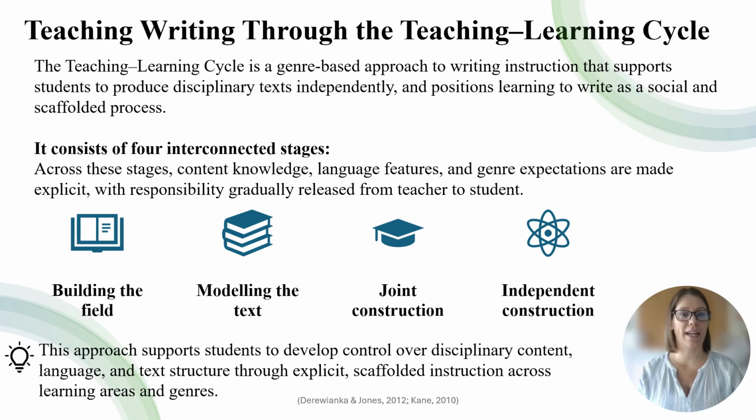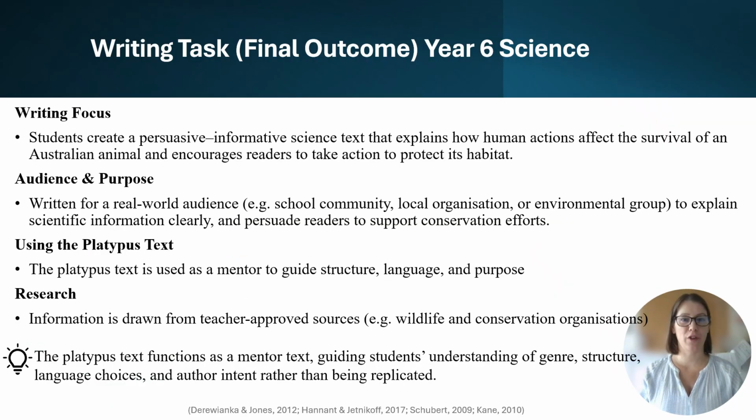The cycle includes four interconnected stages: building the field, modeling the text, joint construction, and independent construction. Across these stages, responsibility is gradually released from teacher to student, ensuring expectations are made explicit rather than assumed. In this sequence, the platypus text functions as a mentor text, shaping the expectations students bring into writing. By the time students reach independent construction, they are drawing on disciplinary knowledge and skills they have already explored through reading. Before I walk through the four stages of the teaching and learning cycle, I want to show you the final writing outcome students are working towards.